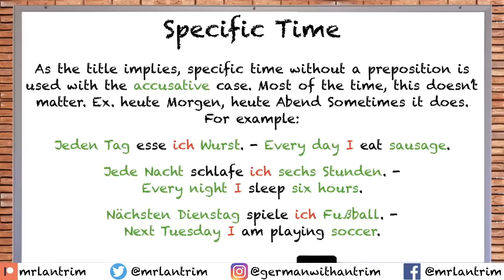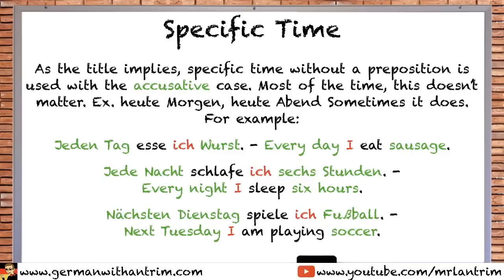Now, most of the time, no one cares that it's accusative. It doesn't matter. For instance, heute Morgen, it's accusative, but you don't care. There's no ending to worry about. There's no article in front of it. Things like heute Abend, heute Morgen, things like that. Occasionally, though, it does matter.